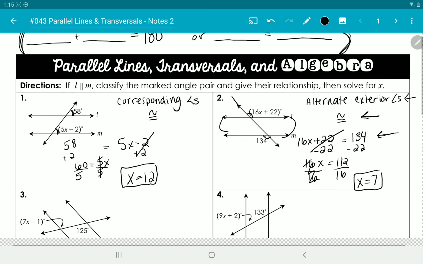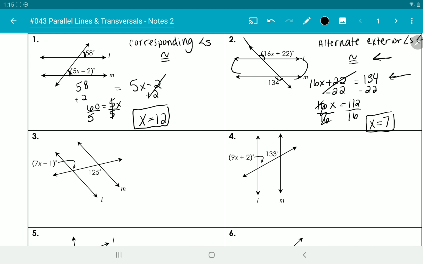Okay, and then solve. So, if we look at these ones, we're looking at this angle and this angle. Okay, so the relationship, we can see that they are on opposite sides of this transversal here, so it's going to be alternate. Okay, and then they are on the inside of these two parallel lines, so they're interior angles. So alternate interior angles, they are congruent. So since they're congruent, we're going to have blank equals blank. So I'm going to fill them in. We got 125 on one of them, and then 7x minus 1.